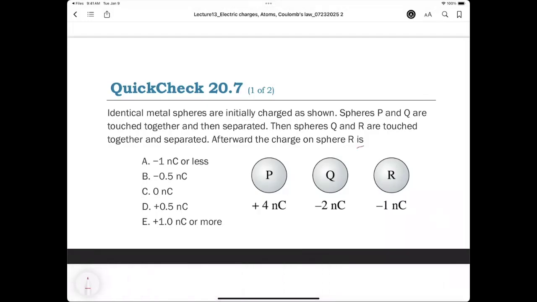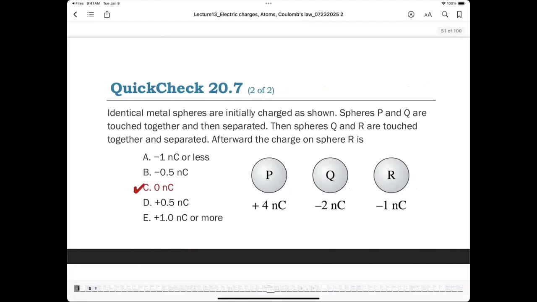So initially P is 4 nC and Q is negative 2 nC, which means after those two touch, the total will be 2 nC, and the two spheres share 2 nC, so each will be 1 nC. Then Q and R touch, with 1 nC and negative 1 nC, which means they will be neutralized. Q will be 0 nC, and R will also be 0 nC, so the answer should be C. Does it make sense to you?